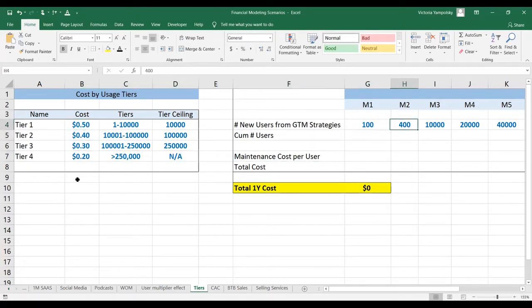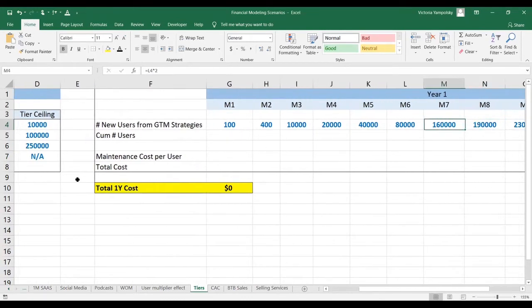Okay, so then the input to the scenario is how many users you convert from different go-to-market strategies. If you want to find out how to get this number, just look at the previous videos where we show how to model users from digital marketing strategy, from social media, from podcasts, from influencers. These are the main marketing strategies.